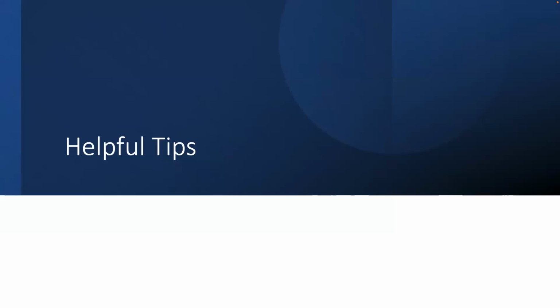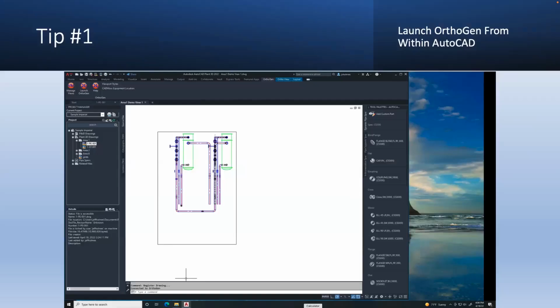What presentation on getting started with a software package would be complete if it didn't include some helpful tips? I hope I've given you some along the way, but these are some simple things we've learned to help ensure that your OrthoGen is producing the drawings we expect. The first tip is, as I just showed you, knowing that you're pointing to the right drawing. If you launch OrthoGen from within AutoCAD, it's going to be pointed to the drawing that's opened.